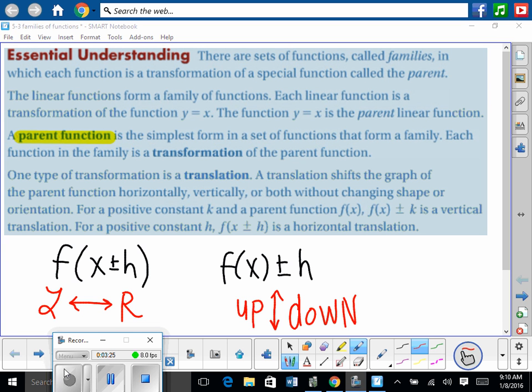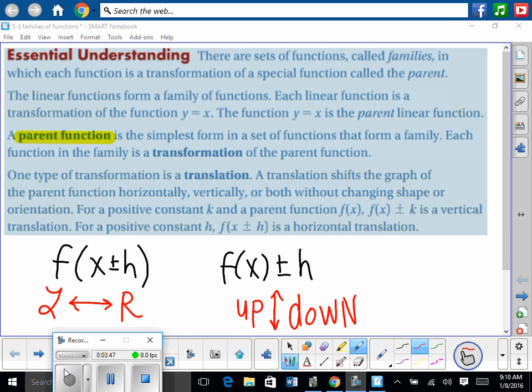So today is 5-3. We're going to be doing families of functions. If you were in Mrs. Watcott's class, you've already learned this. We've learned different things. So first of all, there are sets of functions called families. Each function is a transformation of a special function called a parent function.